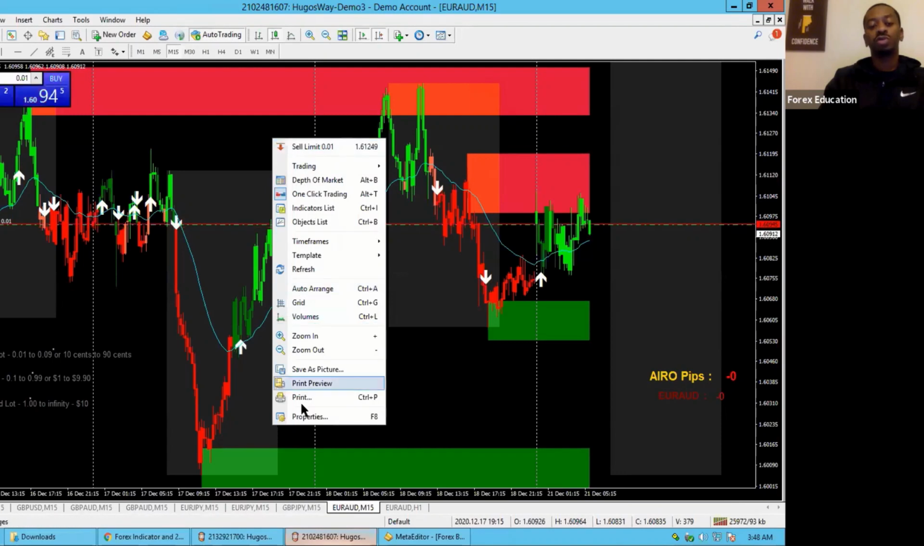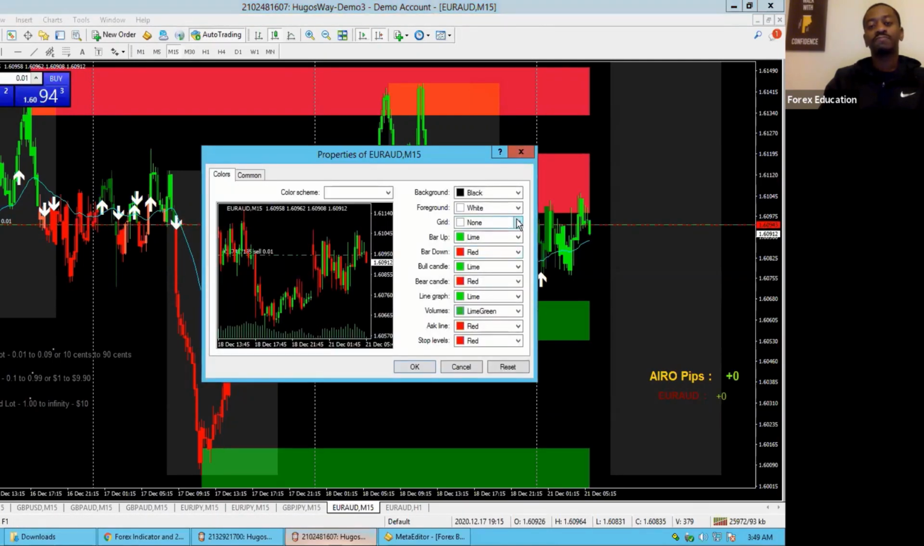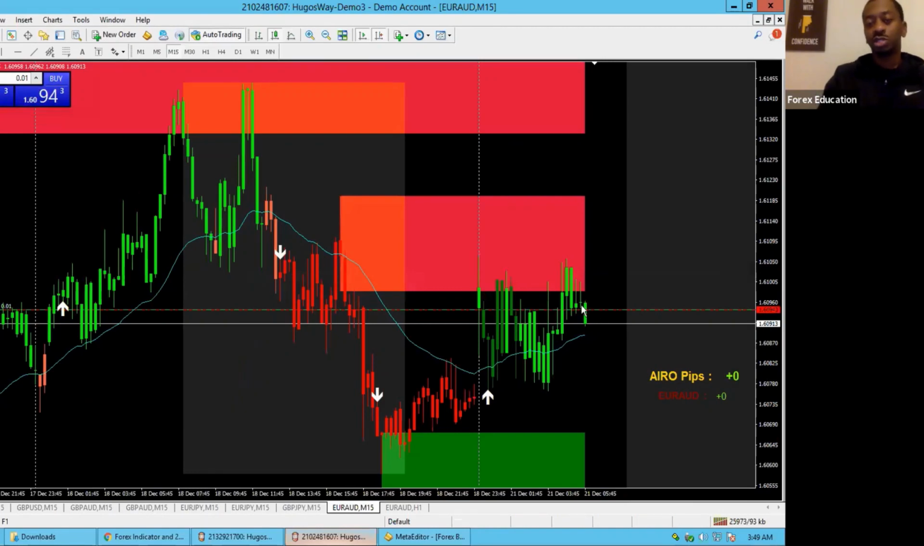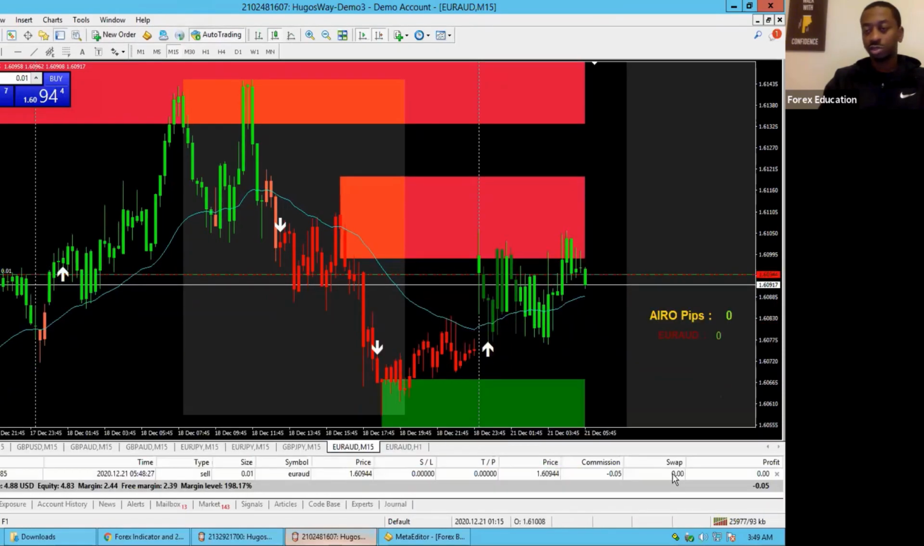Let me make one quick little change real quick, guys. All right, so let's zoom in. So you can see here, there's a dotted green line here. You have the white line right here, and there's a red line up here. These are what's called the spread. This is the bid and the ask. When I hit sell, I guess I don't have enough money in my account to put another trade on. Let's close this trade.